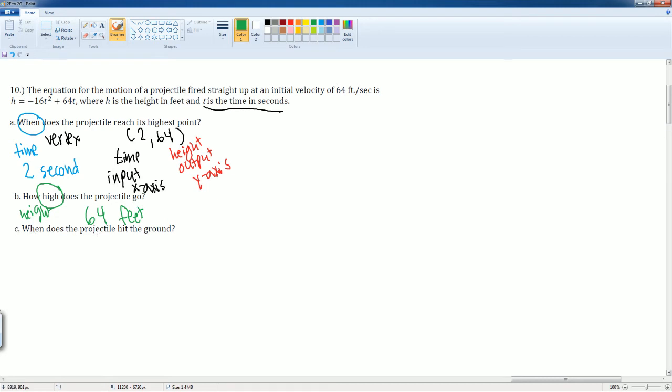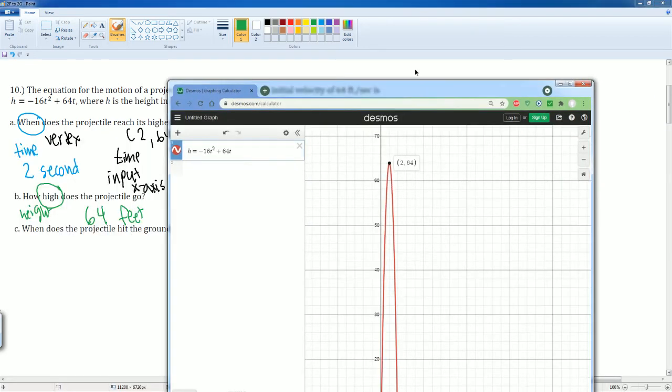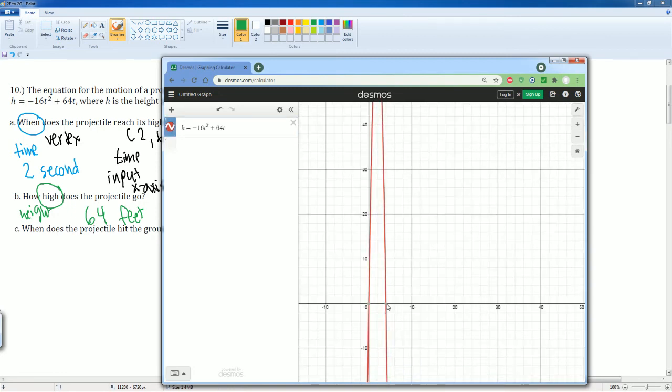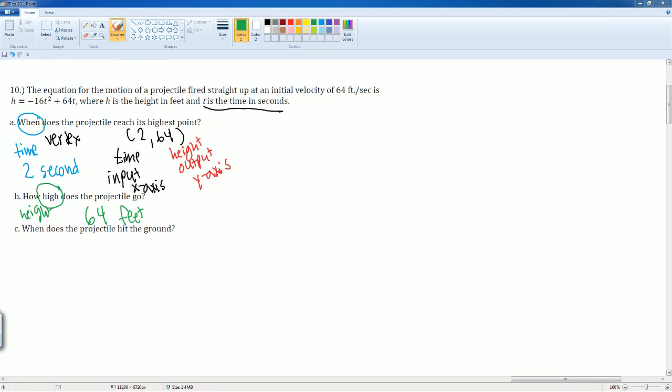When does the projectile hit the ground? Well, it goes all the way up there, hits that height, then it comes down and hits the floor back here at 4. It starts here at 0, 0, goes all the way up to 2, 64, and then it goes down due to the force of gravity to 4, 0. That's why you need your x-intercepts and your vertex.